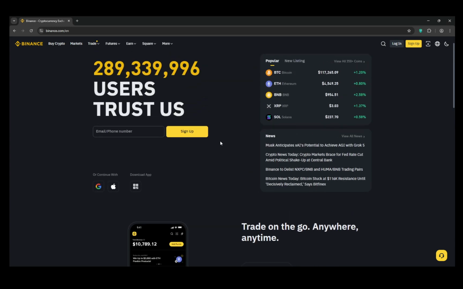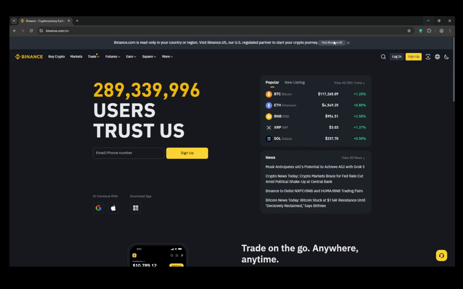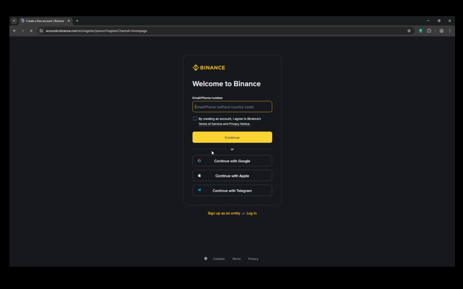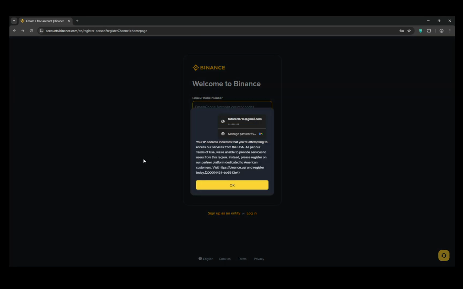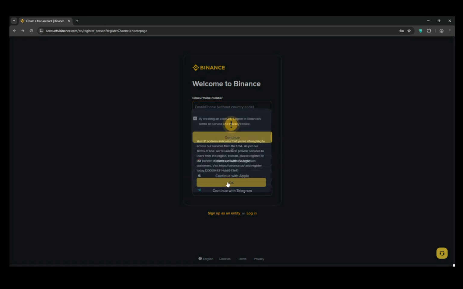Here, you'll need to provide your email address or phone number, depending on your region, and set a secure password. Following account creation, you'll be required to complete the KYC or identity verification process. This generally includes submitting a government-issued identification document and performing a selfie or facial verification to confirm your identity.